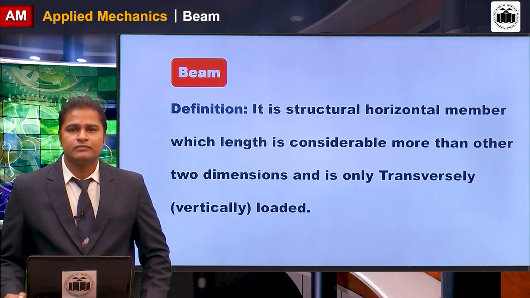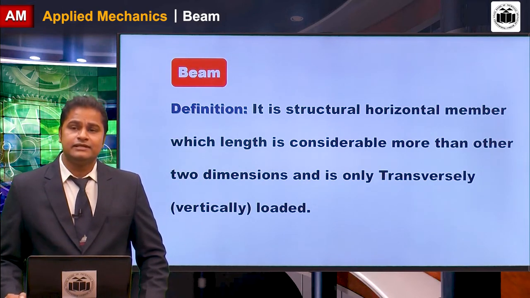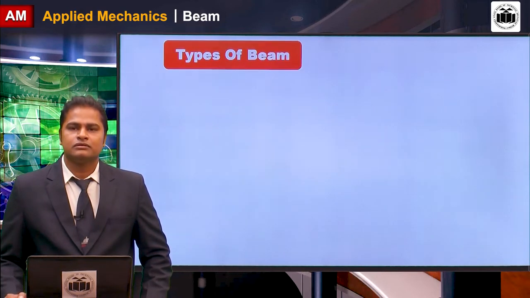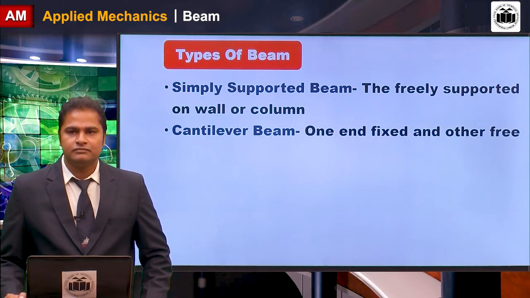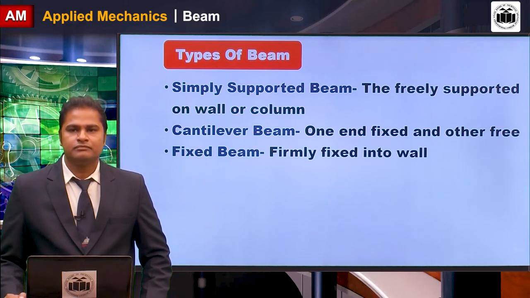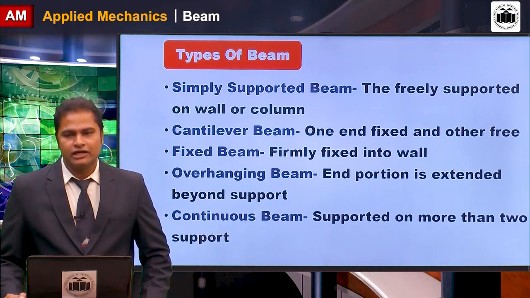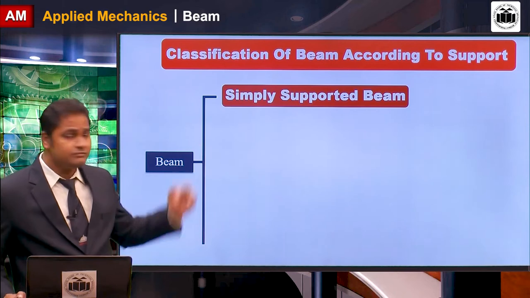Beam. It is a structural horizontal member whose length is considerably more than the other two dimensions and which is transversely, meaning vertically, loaded. Types of beam. Simply supported beam, cantilever beam, fixed beam, overhanging beam, continuous beam. It is better shown in a diagram.